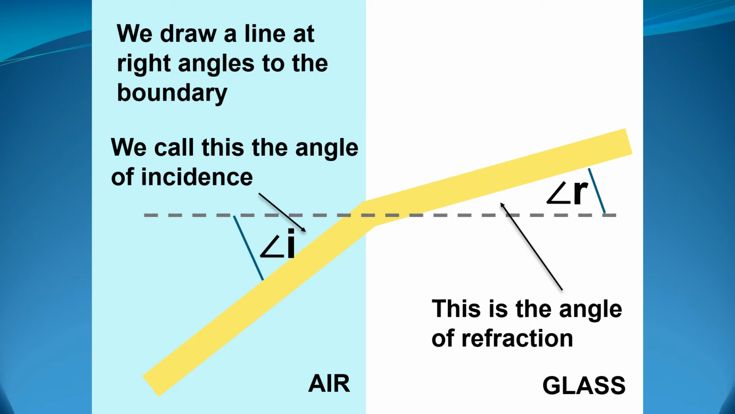Okay, and note that these angles are both between the normal line and the ray of light. Okay, between the normal line and the ray of light, just like in reflection. Okay, angles of incidence and angles of reflection and refraction are always measured between the normal line and the ray of light.